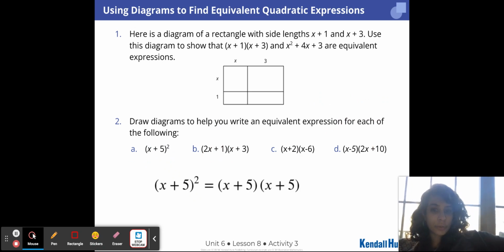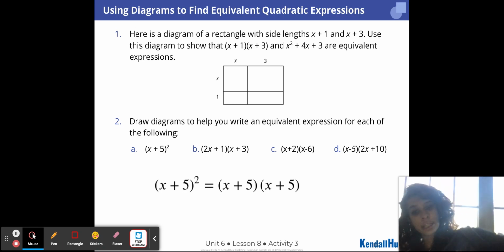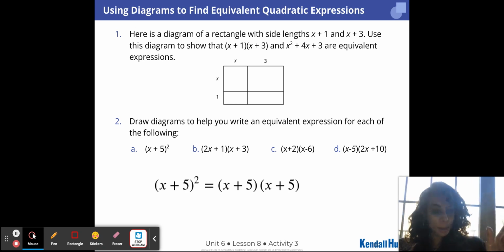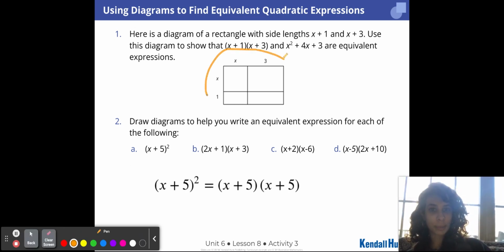To give you a hint for letter A, x plus 5 squared is the same thing as saying x plus 5 times x plus 5. So what I want you to do is draw yourself a little diagram like these. Give yourself x plus 5, and do the same multiplication that we've been doing before. And so I'll give you another example as well as we're going through.